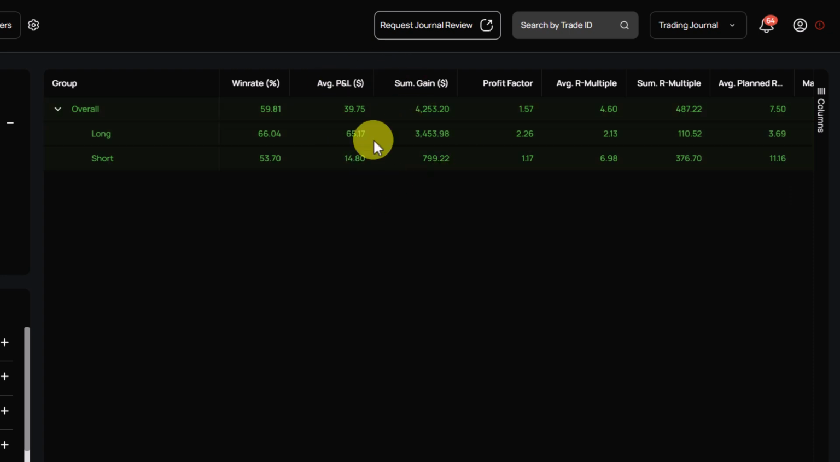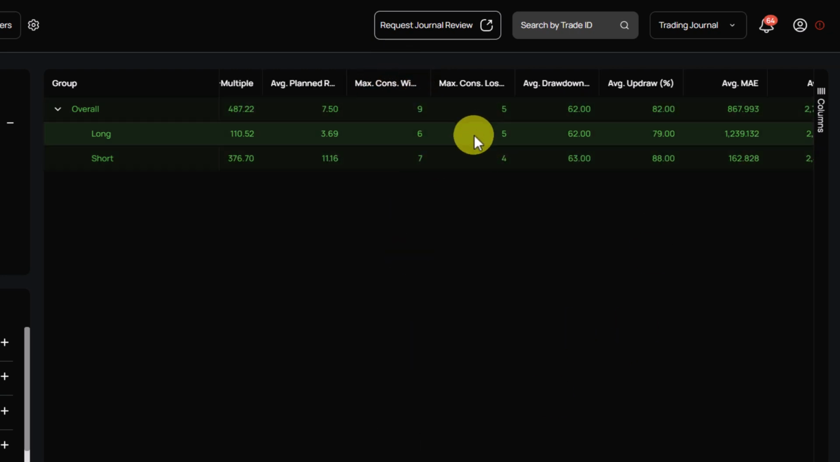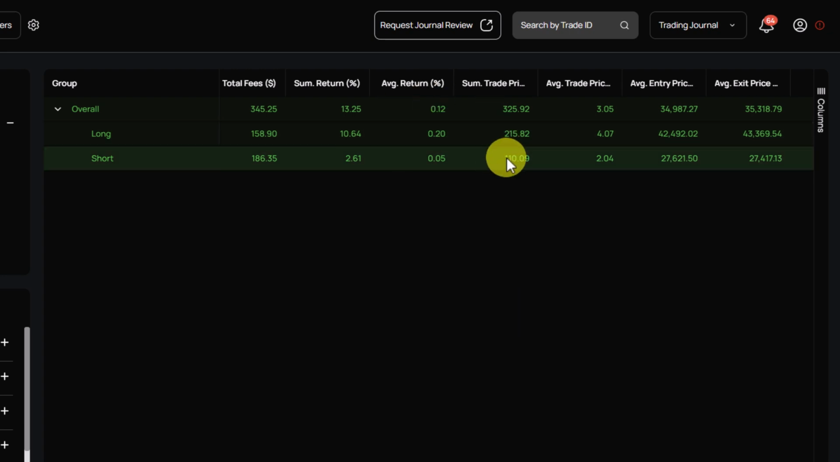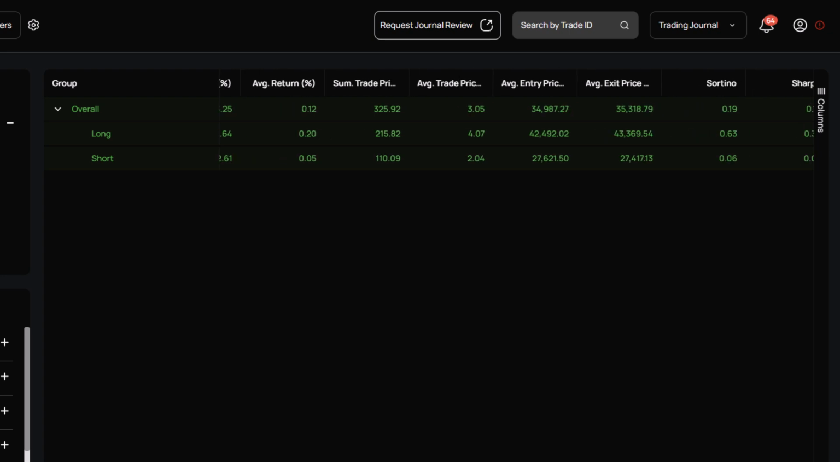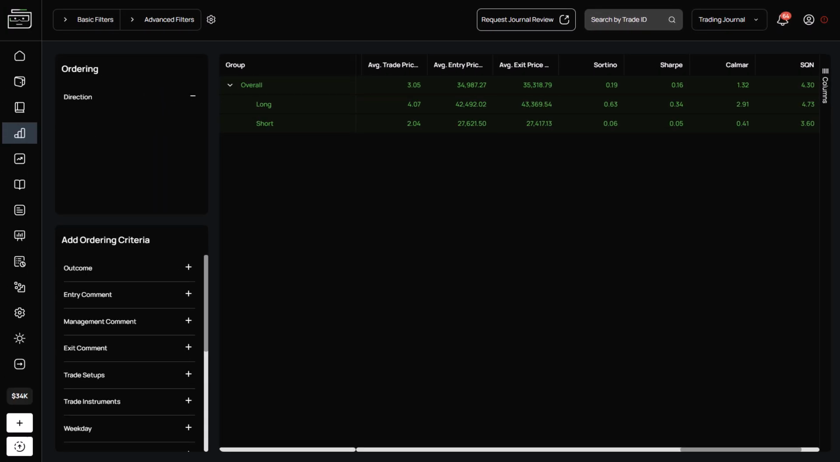your short trades, the total return, the profit factor, the R multiple, the maximum consecutive winning trades, and the length of your losing streaks. You get data for MAE and MFE. You see your total return, the average return, and a lot of other very important and helpful trading metrics broken down for you. And so you can see right away, are you doing better trading long or short? And especially as a beginner in the stock market, it pays off to focus on just one side and master that before trying to trade in both directions.